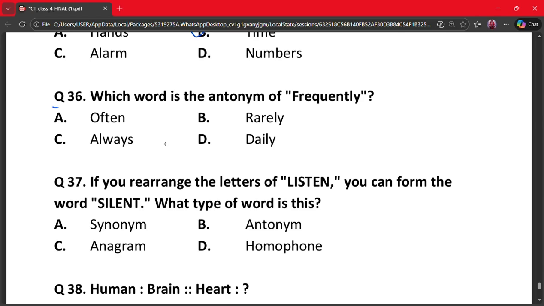Question number 36. Which word is the antonym of frequently? A, often. B, rarely. C, always. And D, daily. The correct answer is rarely. Why? Because frequently means many times, and rarely means very few times. So the correct answer is option B.